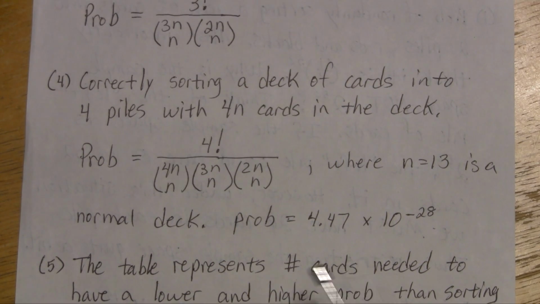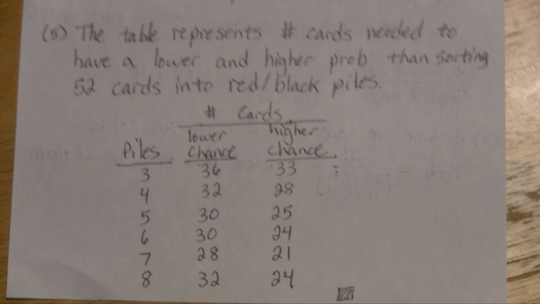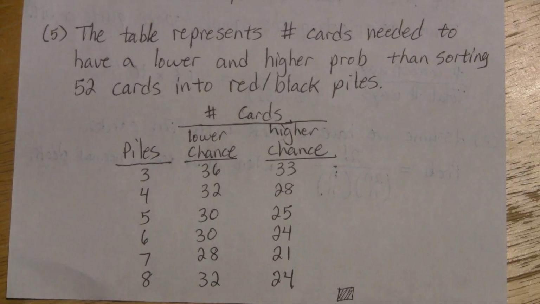Now, but I got to thinking, okay, this is incredibly small. But what if I start taking cards away and then try to sort them into 4 equal piles of the suit? So, how many cards do I have to reduce it to have the same probability as the original probability of taking 52 cards and sorting them into blacks and reds? And that's what this table represents. So it's the number of cards needed to be right around the probability of taking 52 cards and sorting them into reds and blacks.